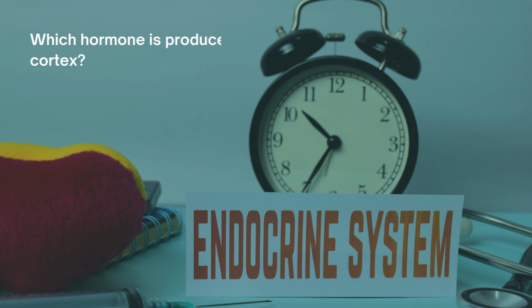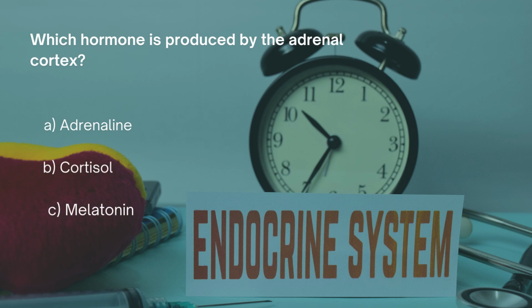Which hormone is produced by the adrenal cortex? A. Adrenaline. B. Cortisol. C. Melatonin. D. Thyroxine.